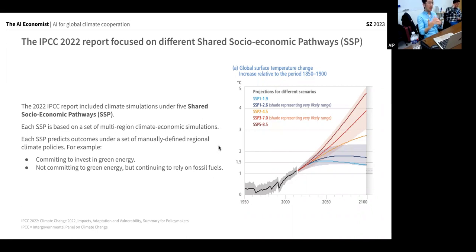What's important here is that the IPCC, this big global consortium of scientists who are the leading authority in climate science, said it is really important to understand how governments and countries behave. Their behavior and their policies are going to have a significant influence on what happens with the climate.